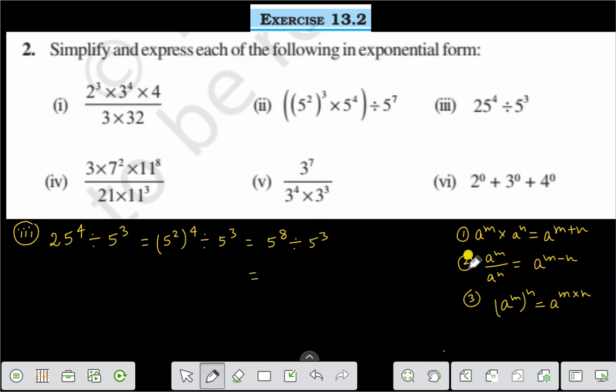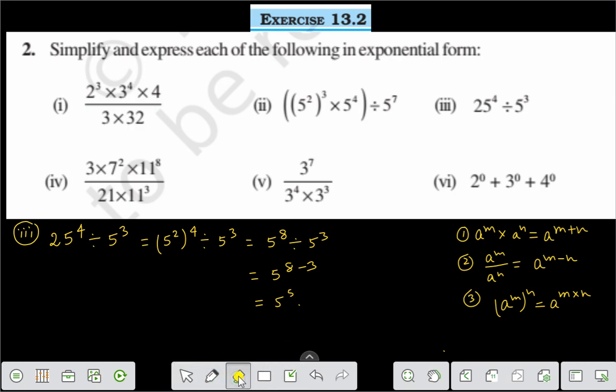It is division, therefore you can apply this formula, a to the power m by a to the power n is a to the power m minus n, or 5 to the power 8 minus 3, and that comes to 5 to the power 5. This is the answer of question number 3. We get 5 to the power 5. Now we solve question number 4.